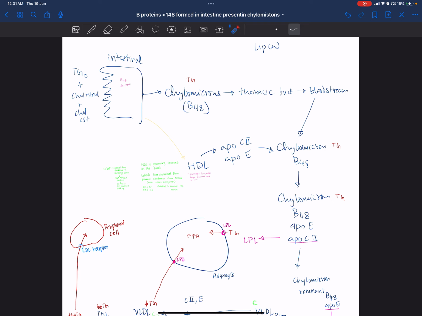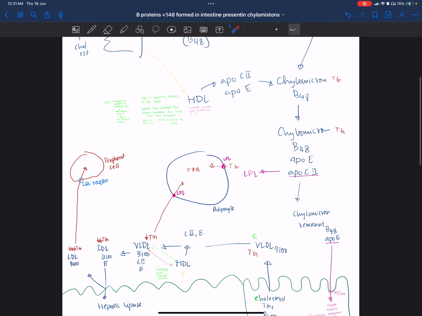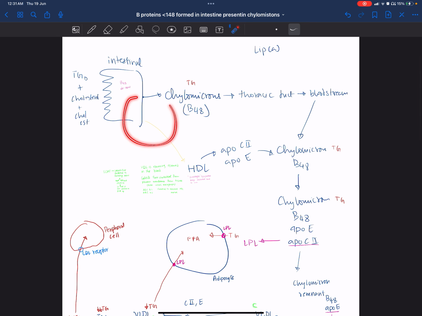Another function of it is that it has these two things called ApoC2 and ApoE. These are formed in the liver, and all the new HDLs will have these two things. Now, mind you, HDL is formed in the liver as well as in the intestine, but these two are formed only in the liver. It's good if you remember that. And all this HDL is constantly being secreted in the bloodstream.